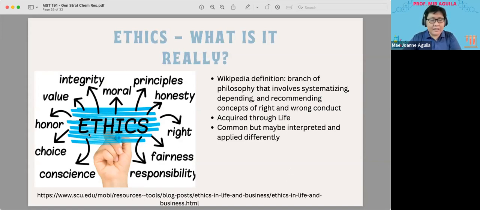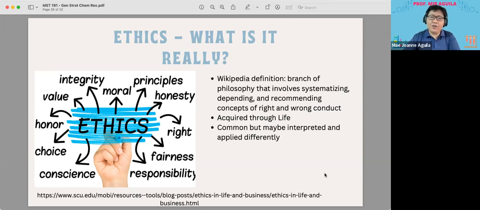So I found this in a blog site, and ethics is related to the following terms: morality, moral principles, integrity, honor, choice, conscience, fairness, responsibility, and so on. The Wikipedia definition of it is actually, it is a branch of philosophy that involves systematizing, defending and recommending concepts of right over the wrong. Okay? So it is acquired through life.